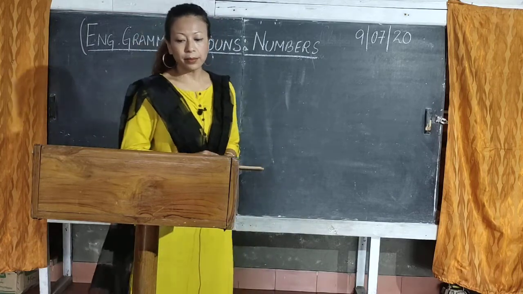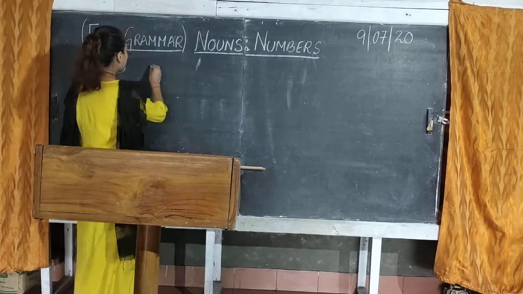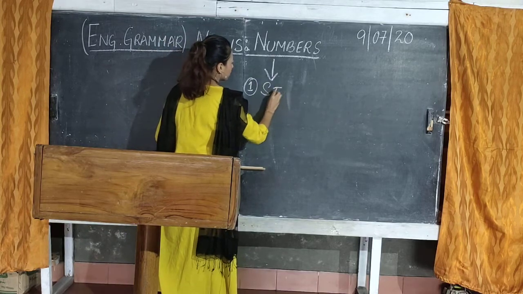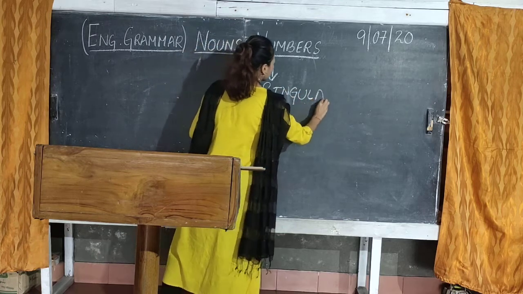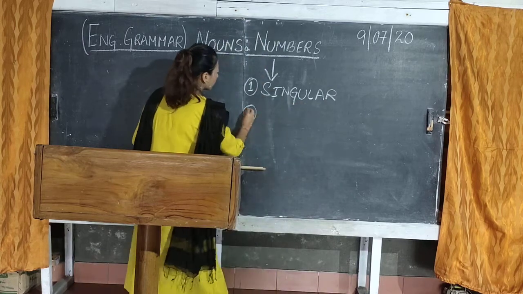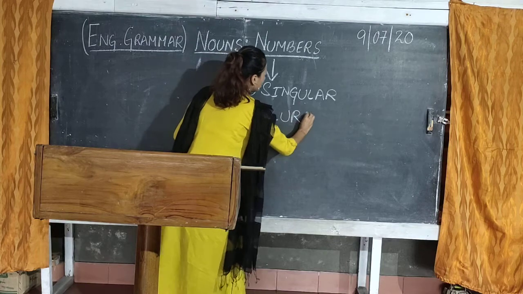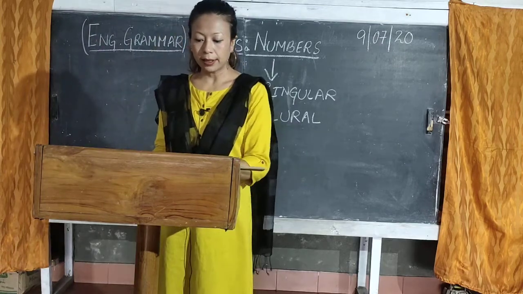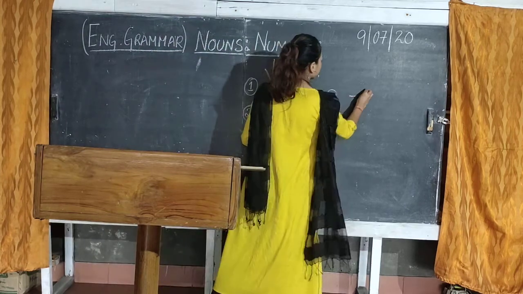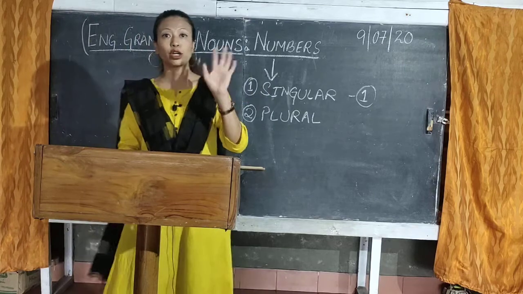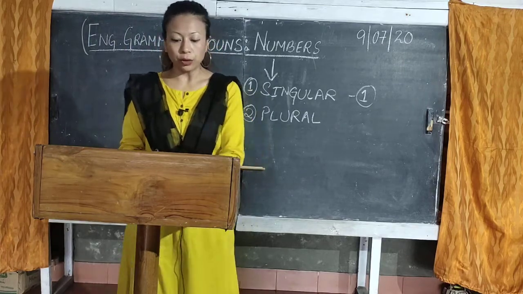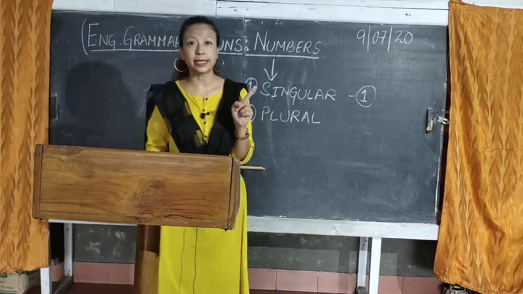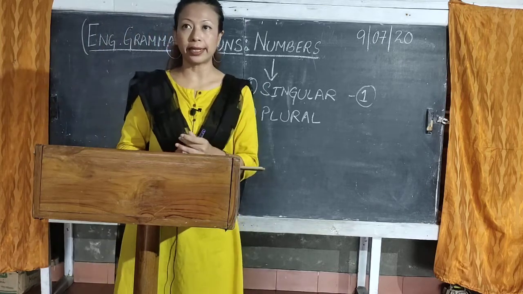So here, numbers, let me just write it for you. Nouns, numbers. The first thing is singular and the second one is plural. Alright? What do you mean by singular? Singular refers to only one. That does not mean I am talking about the number 1. Singular is just one. So the definition for singular is that it refers to one person, place, animal or thing.